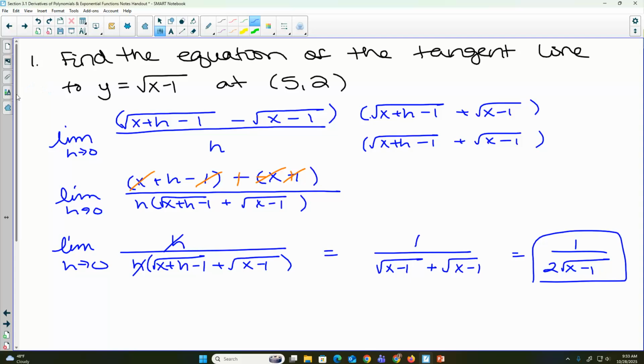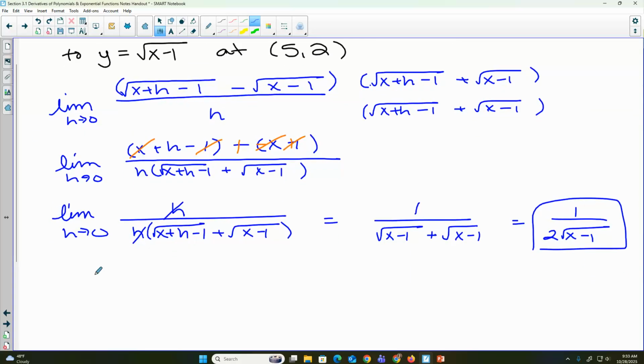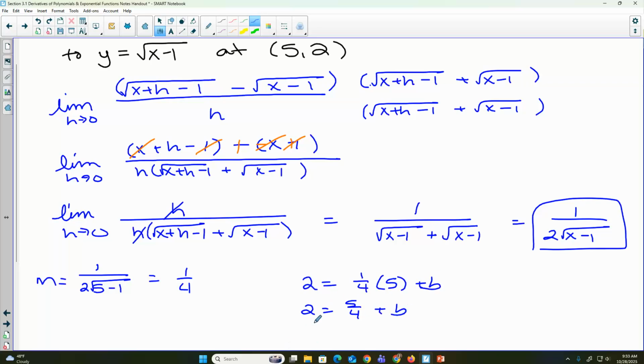But I asked for the equation of the tangent line. We need a point and we need a slope. How do I get my slope? Plug in your x to your derivative. So that's square root of 4, which is 2. So my slope is 1/4. And then we can plug into y equals mx plus b. So the tangent line is y equals 1/4 x plus 3.